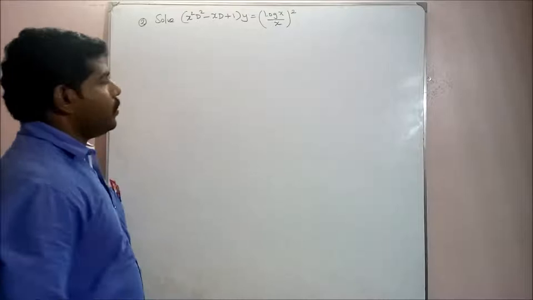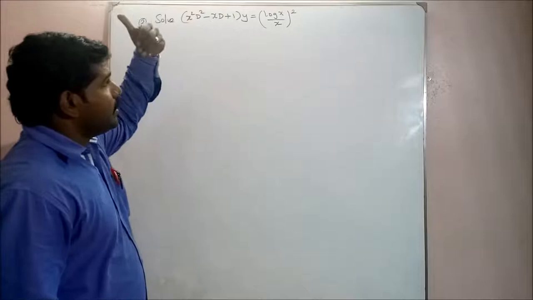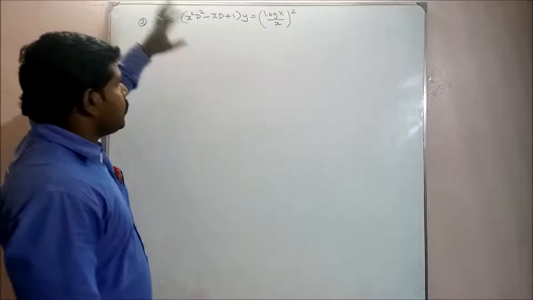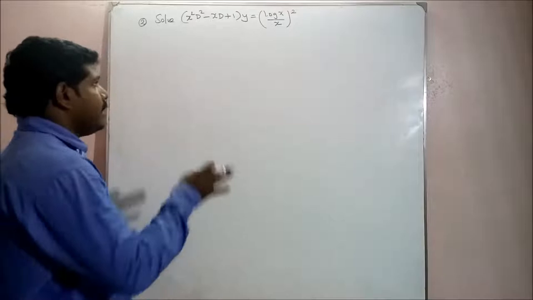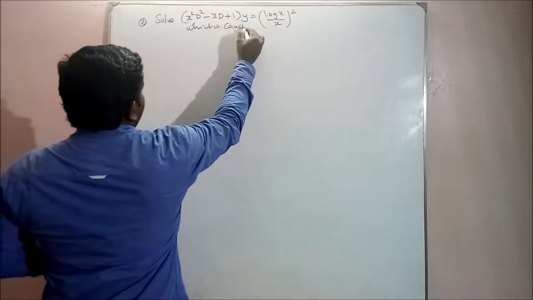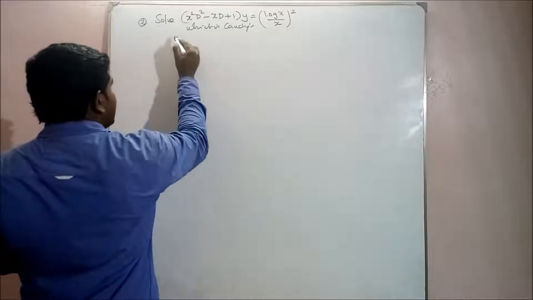This differential equation is a differential equation with variable coefficients. Immediately we can check. When you see variable coefficients, immediately check whether it is Cauchy's or Legendre's. This is Cauchy's differential equation. For Cauchy's differential equation, immediately x equal to e power z and z equal to log x.